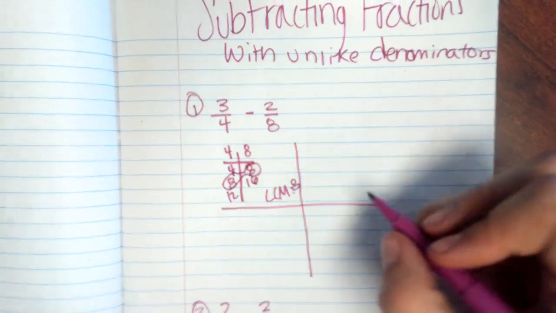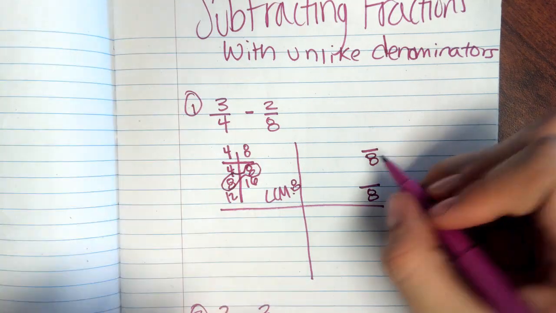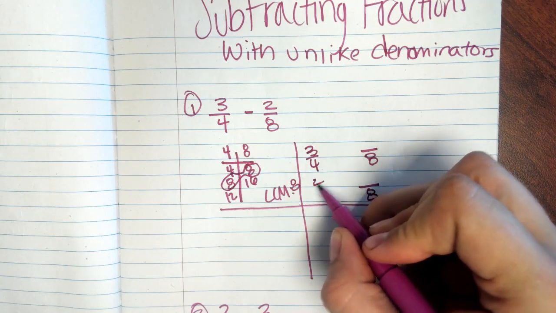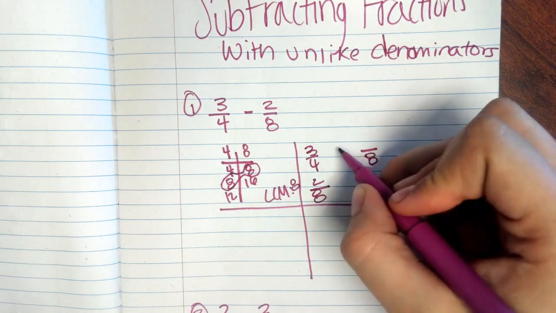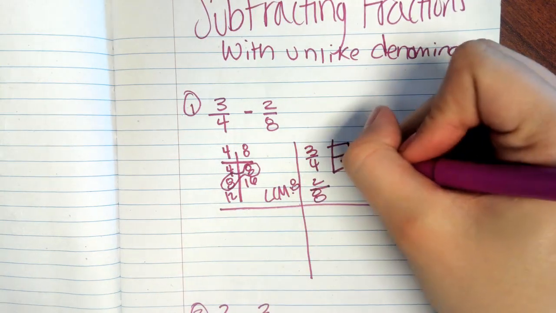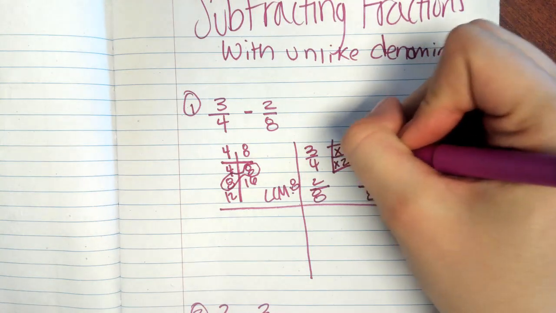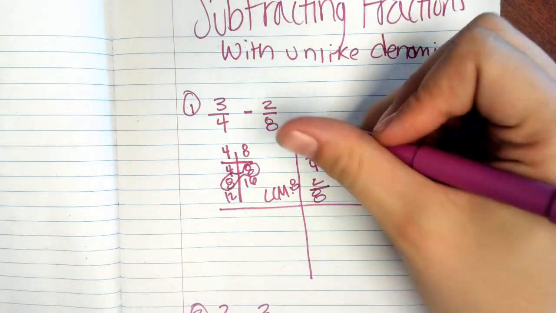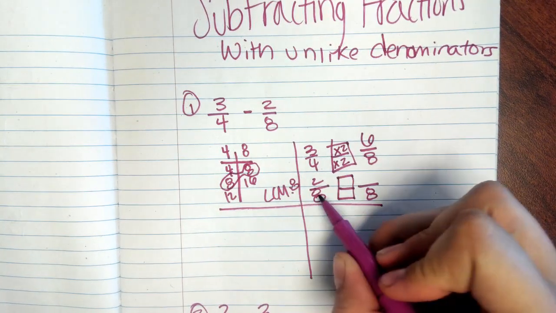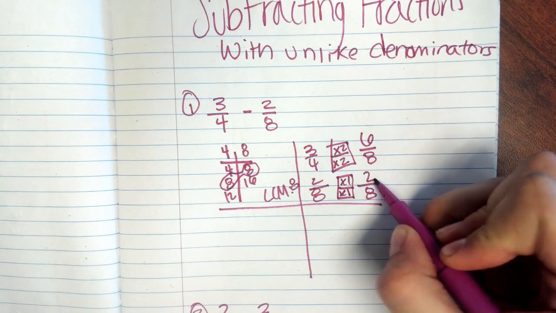So now I need to make that my new denominator. So I'm going to bring down my fractions, 3/4 and 2/8. And now we decide, how did we change our denominator from 4 to 8? Well, we multiplied by 2. Anything you do to the bottom, you must do to the top. 3 times 2 is 6. Let's do the same thing for the bottom. 8 times 1 is 8, so 2 times 1 is 2.